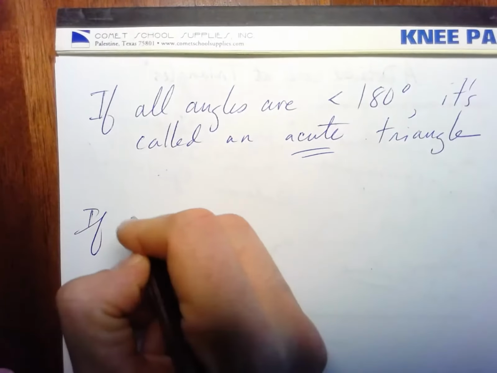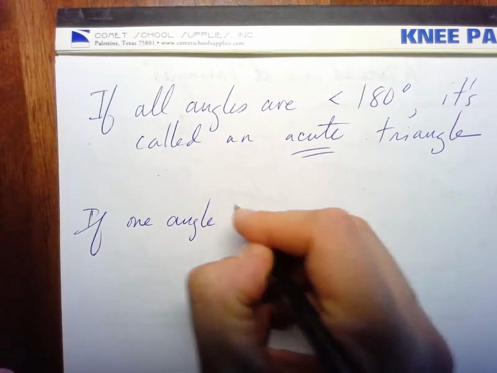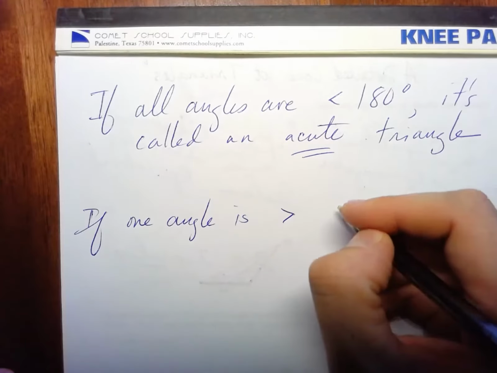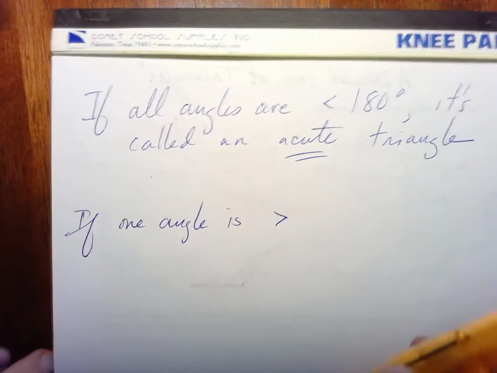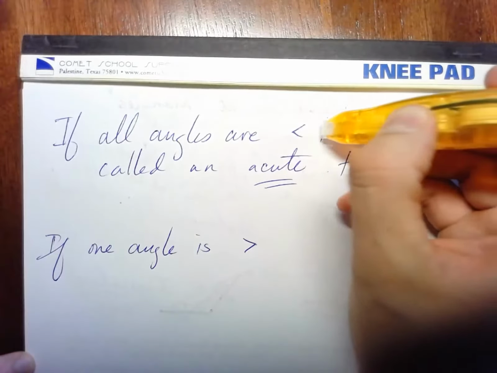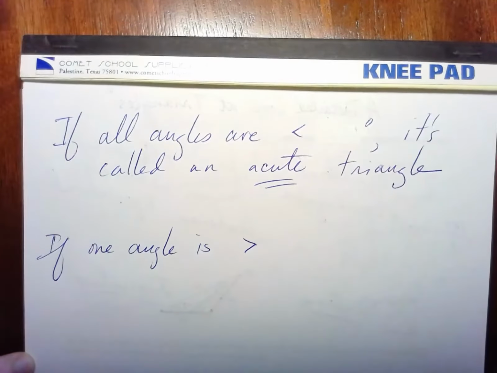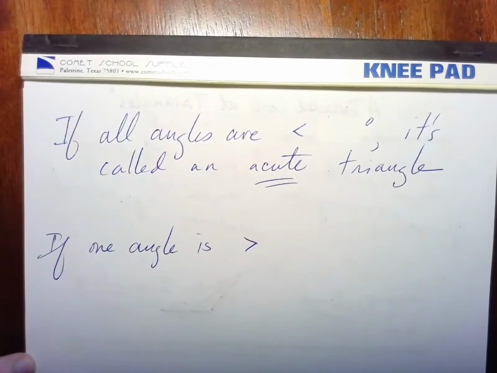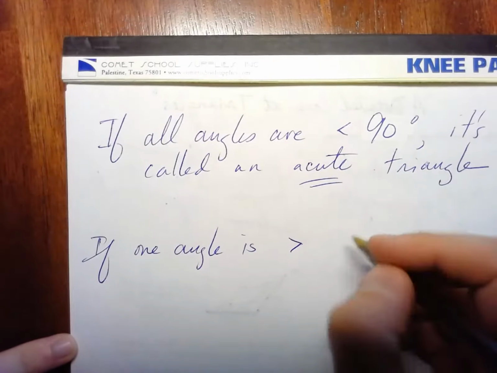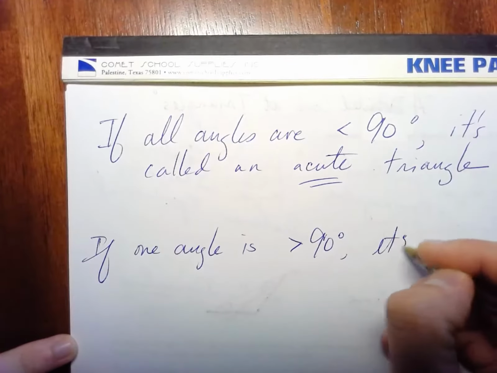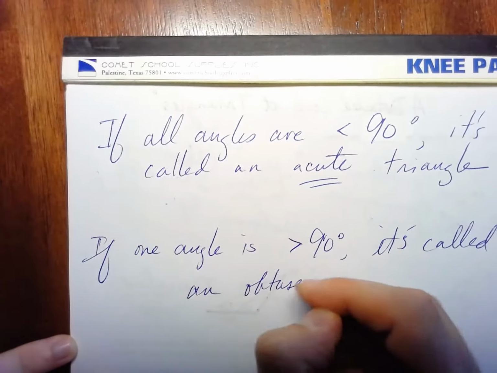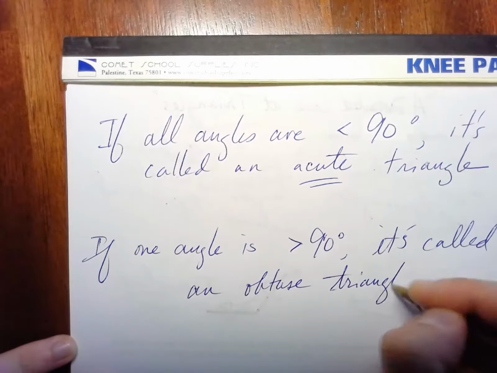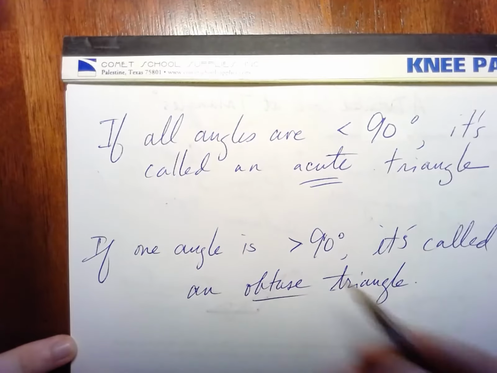And then if one angle is greater than, or excuse me, not 180. Back up, I meant 90. Of course, they're all going to be less than 180 if there's only 180 degrees in the triangle. Less than 90, excuse me. If one angle is greater than 90, it's called an obtuse triangle, because it has one obtuse angle.